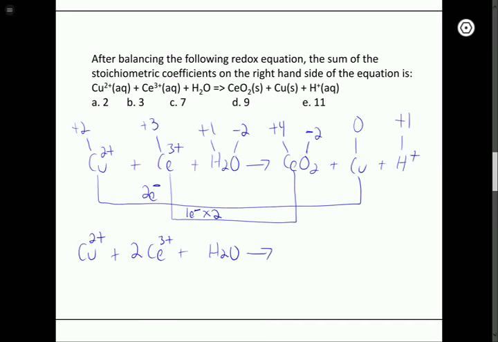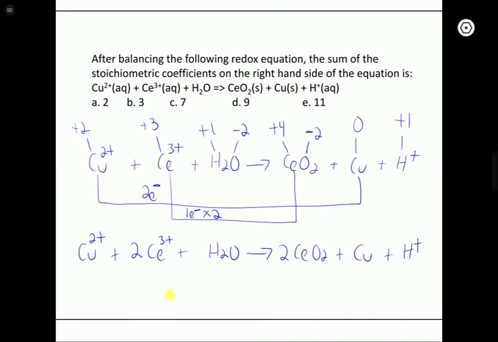And then on the product side, because cerium oxide is part of the oxidation reaction that involves 1 electron, we also need to double it. So 2 cerium oxides. Copper we keep as 1 because it's a 2-electron process, and H+. Now we just balance water and H+. So on the product side we have 4 oxygens, which means we need 4 waters, and on the reactant side we put an 8 in front of H+ to balance hydrogen.